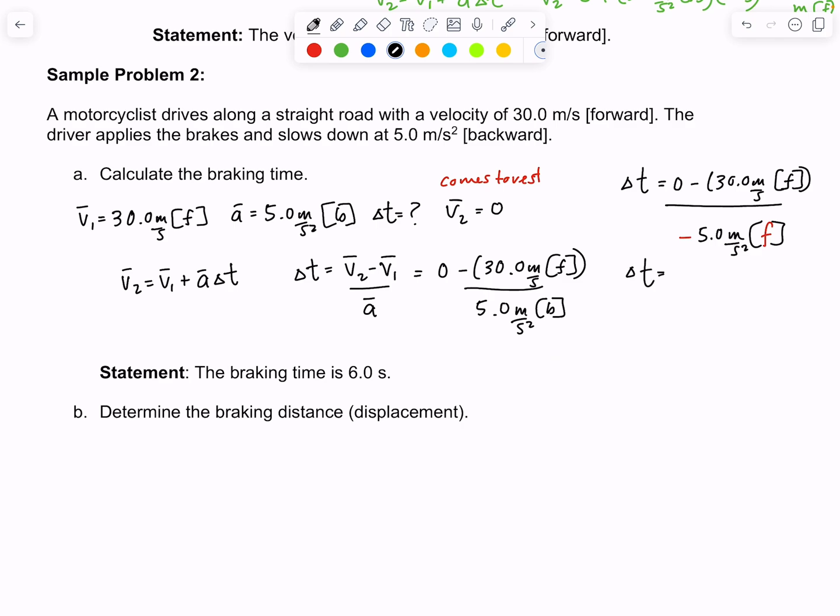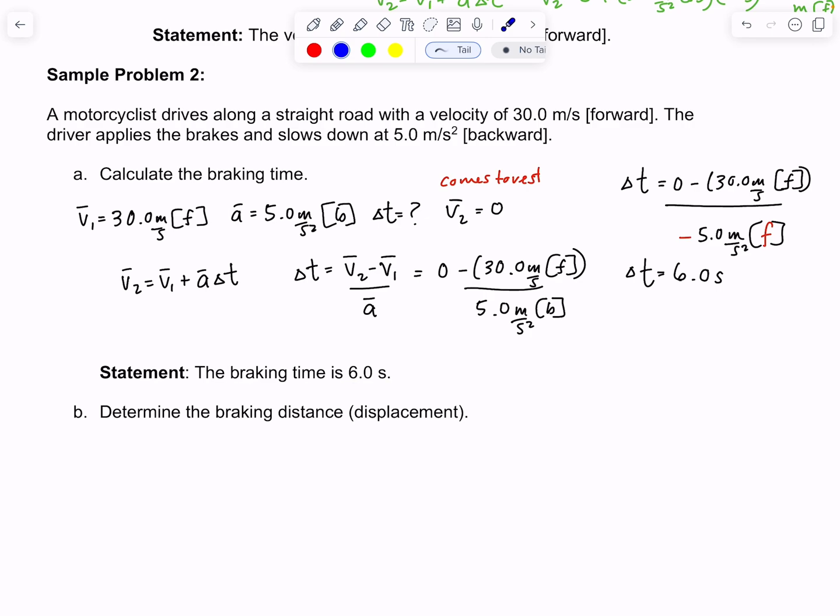Sub and solve. Report your answer to two significant digits. We have negative 30 divided by negative 5. We end up with 6.0 seconds. Therefore, the braking time of the motorcycle is 6.0 seconds.